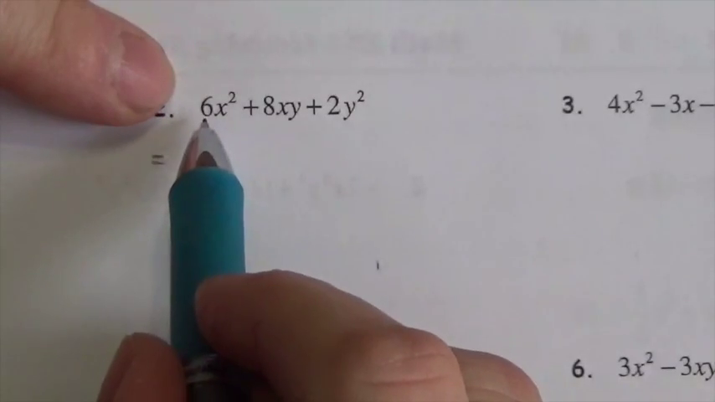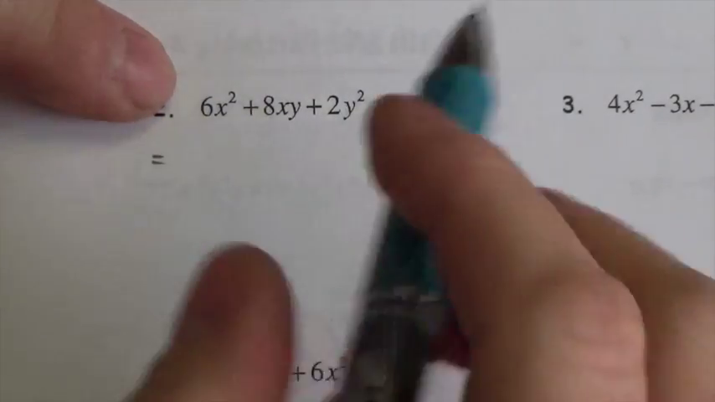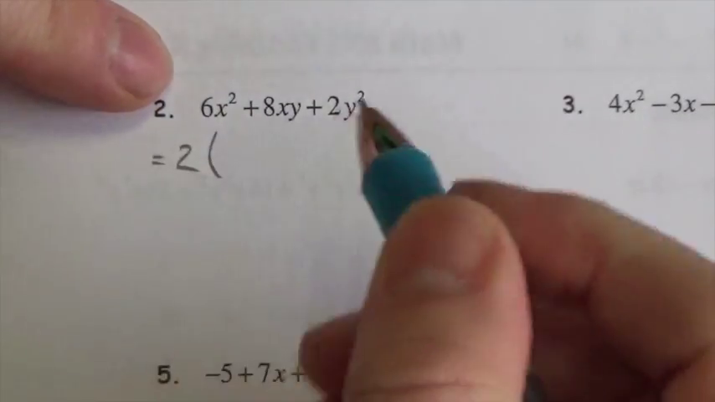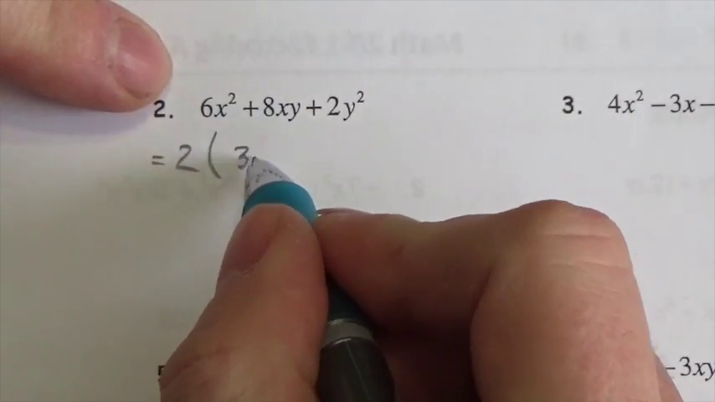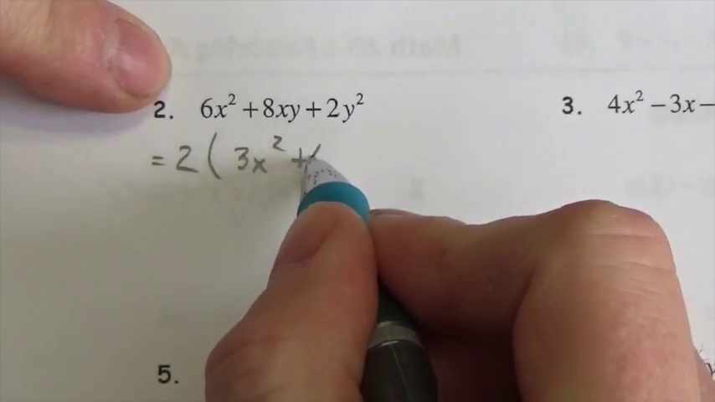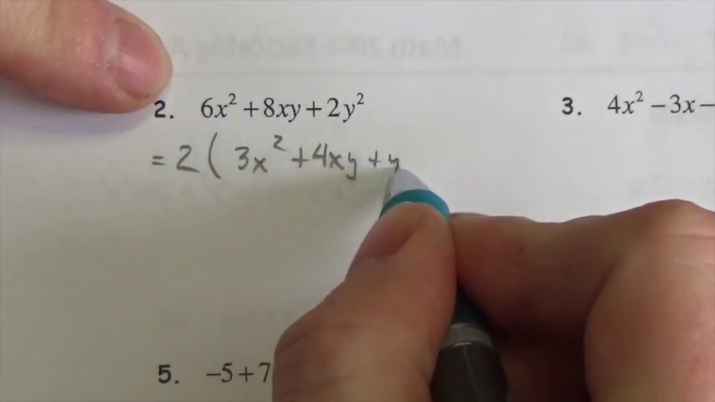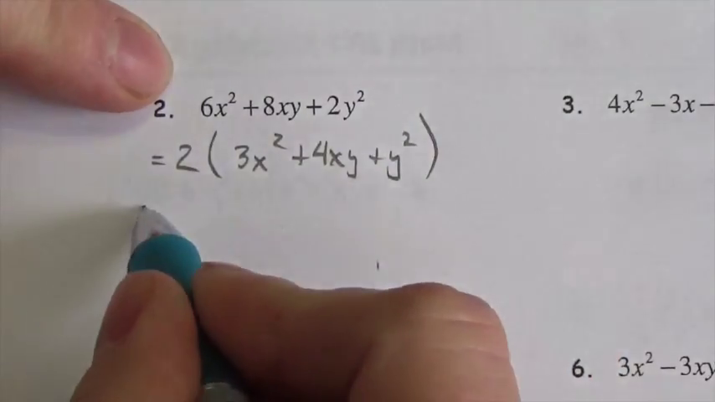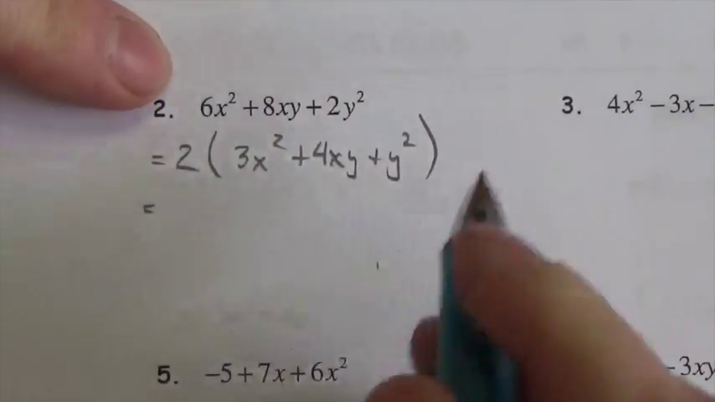Now before I jump in and start factoring this one, I notice that my coefficients here are 6, 8, and 2, and there is a common 2 to all three of those. If I take that out, I get 3x squared plus 4xy plus y squared. Now I'm going to try factoring this here.